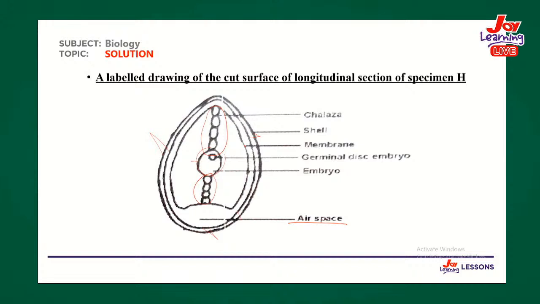Now look at the title there. So a labelled drawing, I didn't say diagram, of the cut surface, because it's not a full egg. Then the longer side is what you are drawing, the longitudinal section of, I didn't say cooked egg. I said specimen H. Keep it that way.